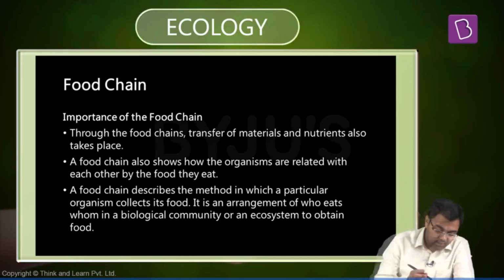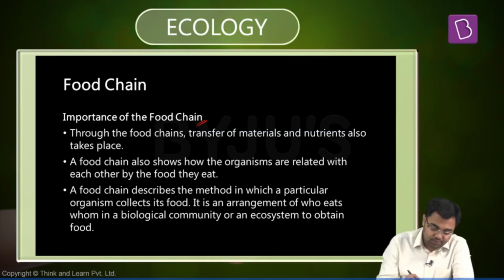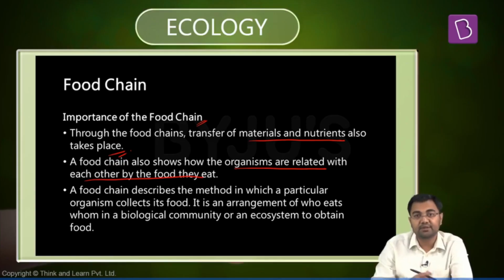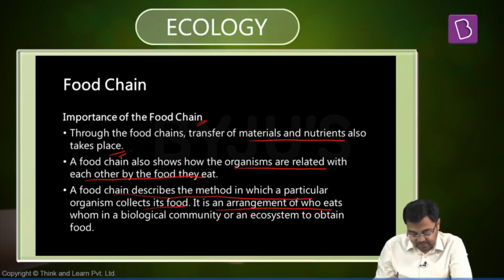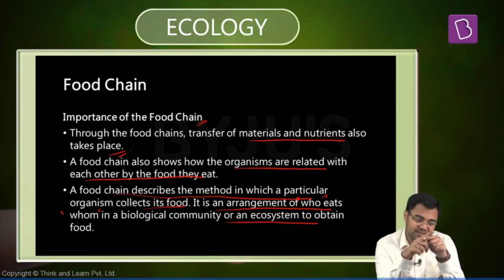This is what happens. Now, what is the importance of food chain then? First of all, through the food chain, the transfer of material and nutrients takes place. A food chain shows how the organisms are related to each other by means of the food that they eat. A food chain describes the method in which a particular organism collects its food. It is an arrangement of who eats whom, as we discussed, in a biological community or an ecosystem to obtain energy. Then one question arises here.